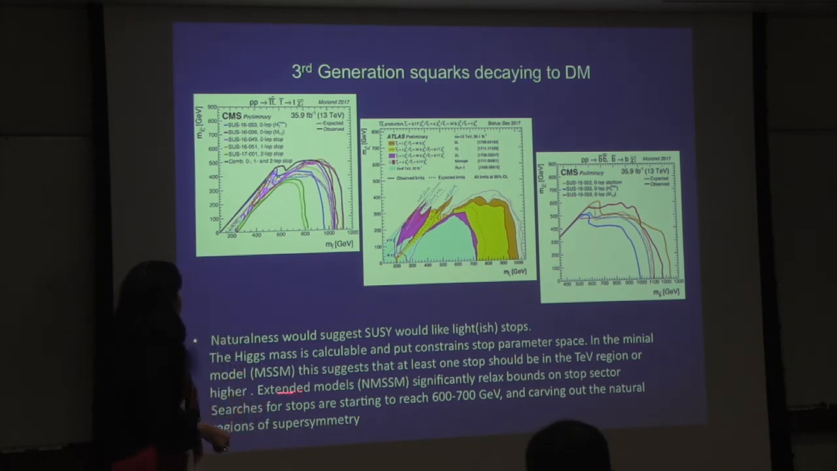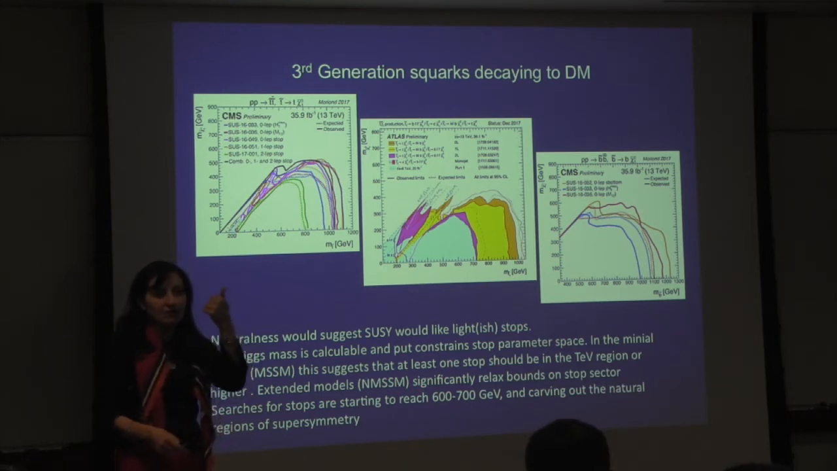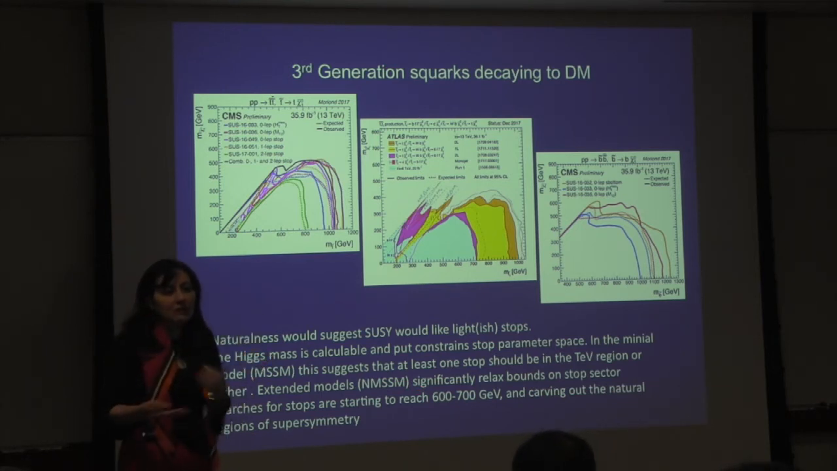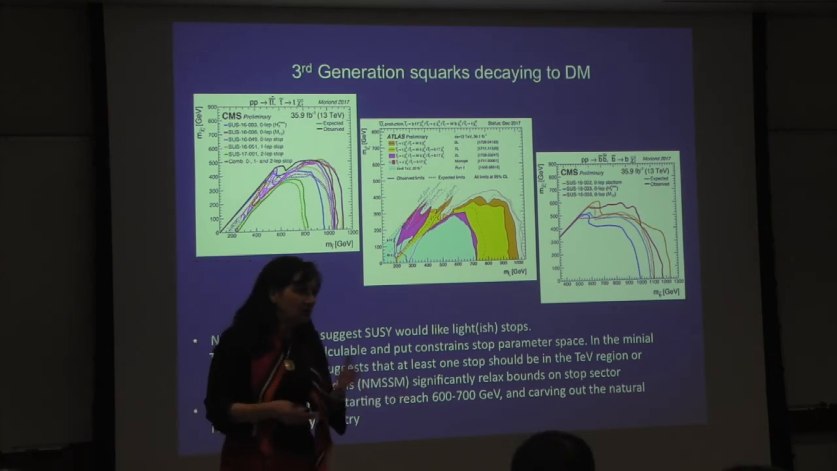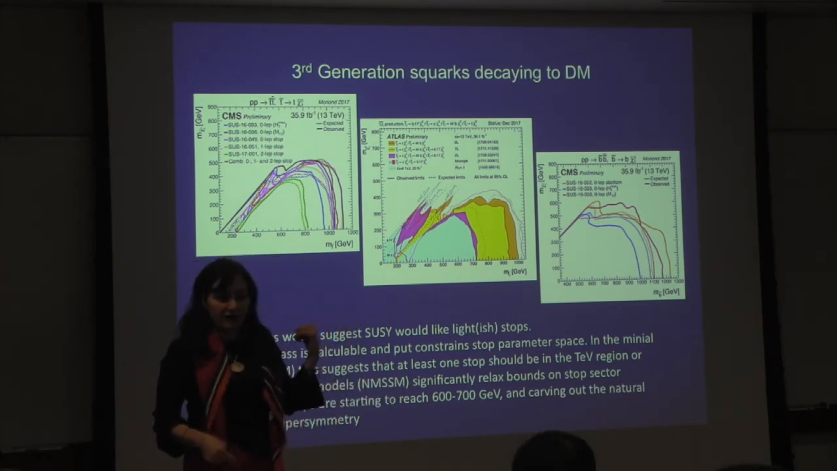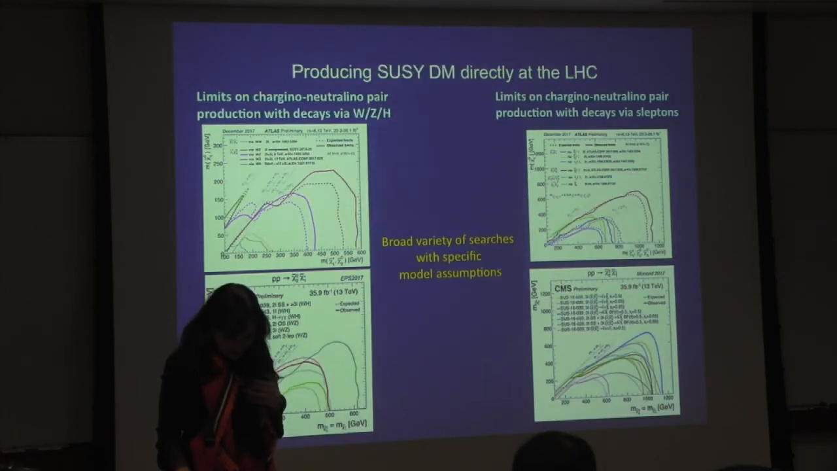But the point is that in the MSSM, you need at least one stop in the TeV region. But if you add just one singlet to your supersymmetric model, then you can happily have everything low, and then all these bounds become very relevant for the stops.